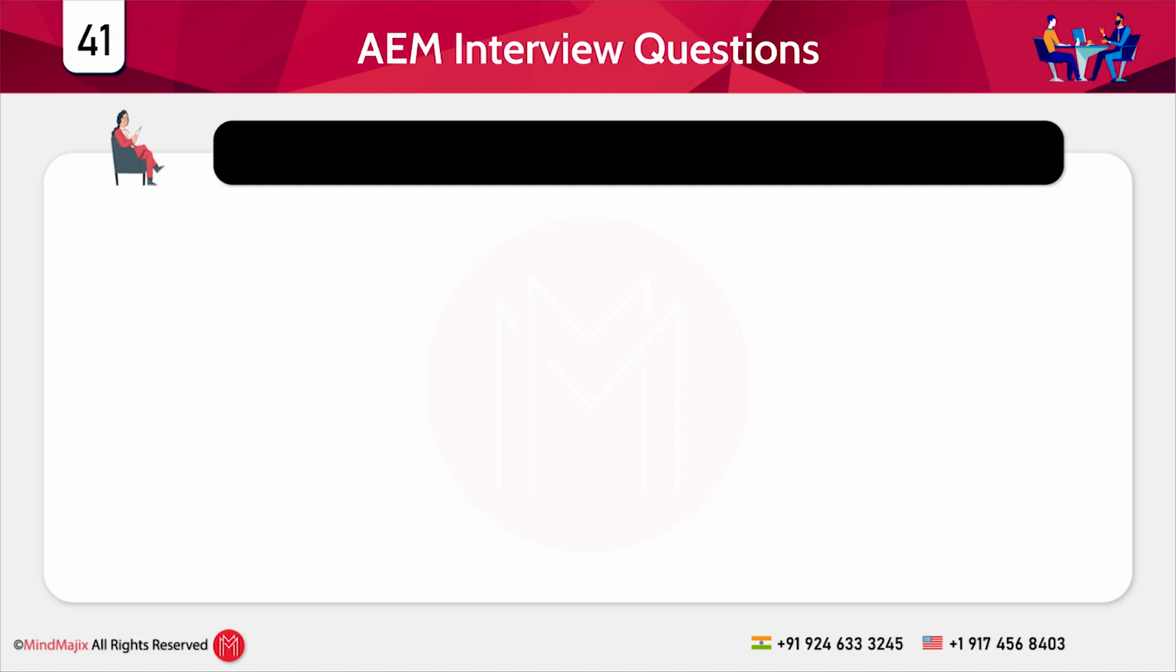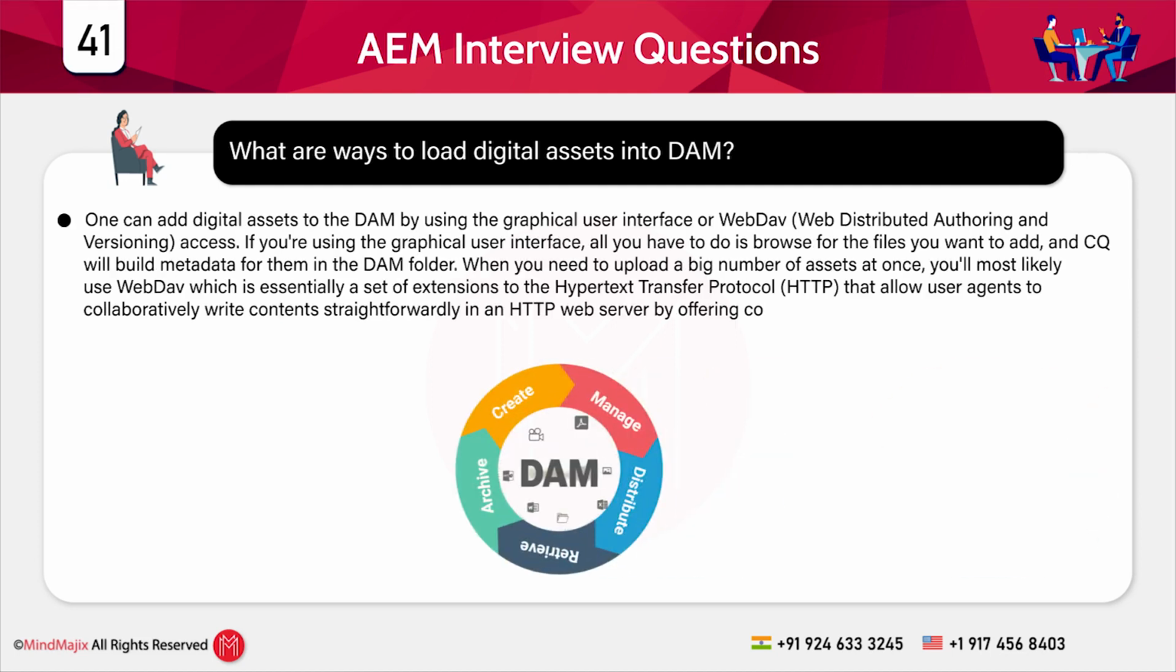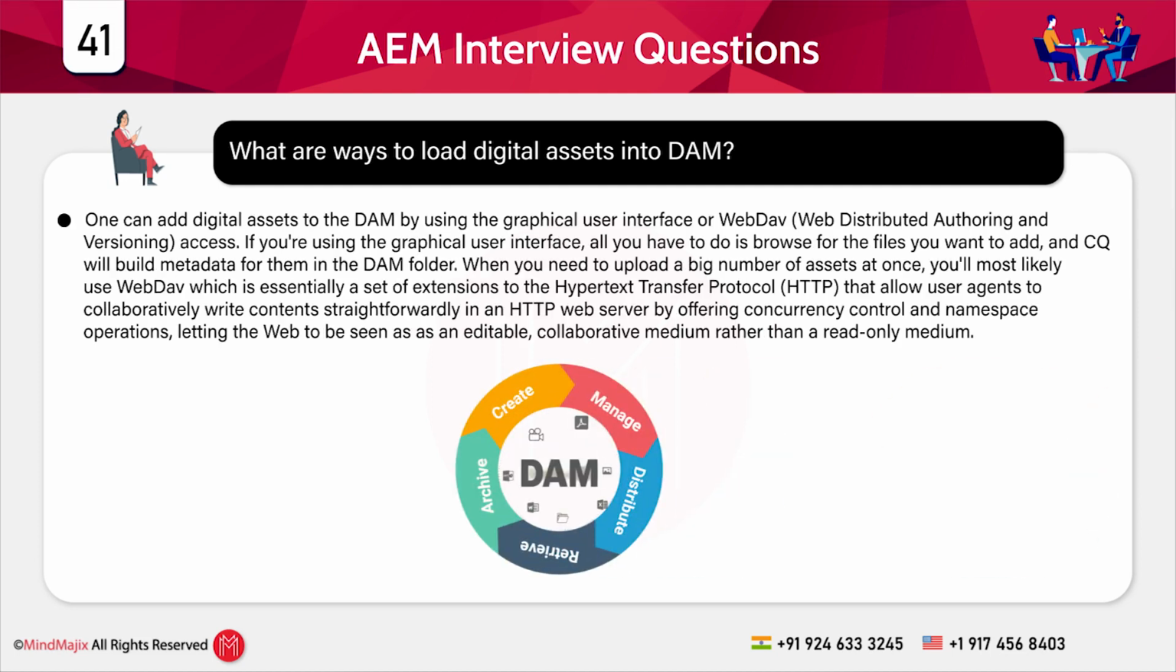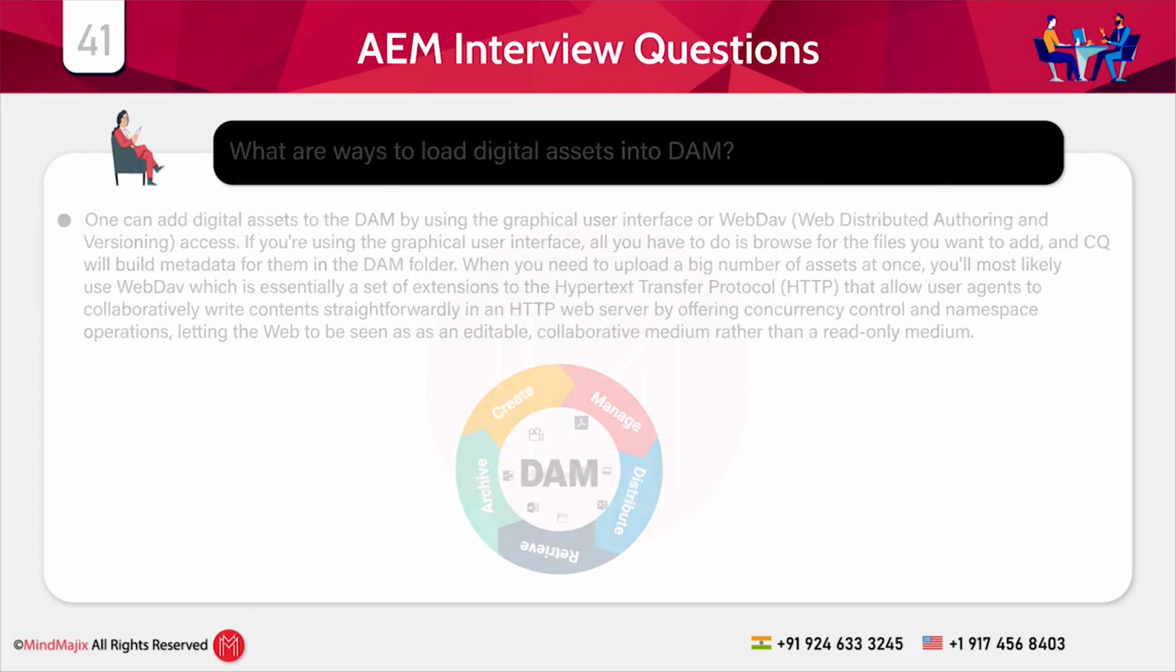So this is one. And then what are the ways to load digital assets into your DAM? One can add assets to DAM by using the graphical user interface or the web DAM. If you are using the graphical user interface, all you have to do is browse your files, whatever you want, and CQ will build metadata from the DAM. When you need to upload a big number of assets at once, you will most likely use the web DAM.